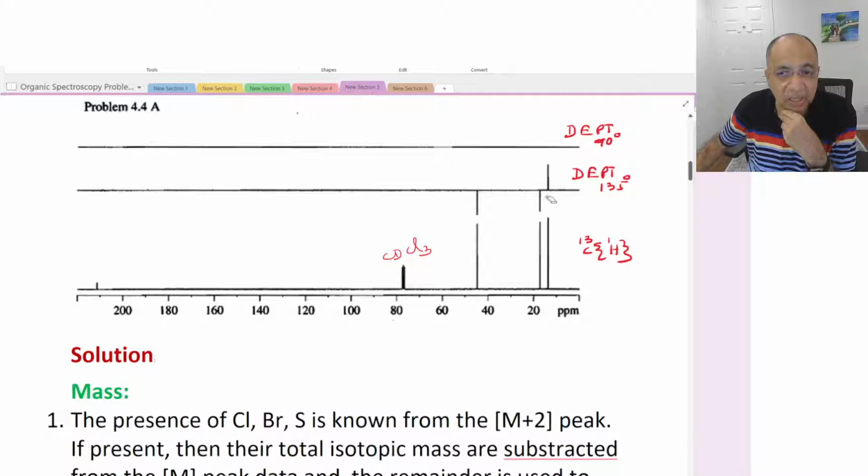So there is one methyl, two methylene. I hope you remember that DEPT-135 gives you positive CH3 and CH and negative CH2. But DEPT-90 only gives methine CH positive. There is no peak. So this has to be methyl CH3. And the quaternary carbonyl peaks are not found in either DEPT-135 nor DEPT-90.